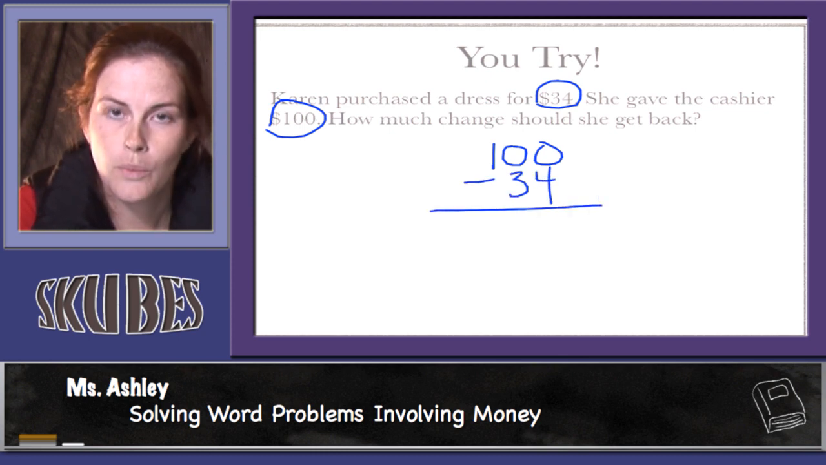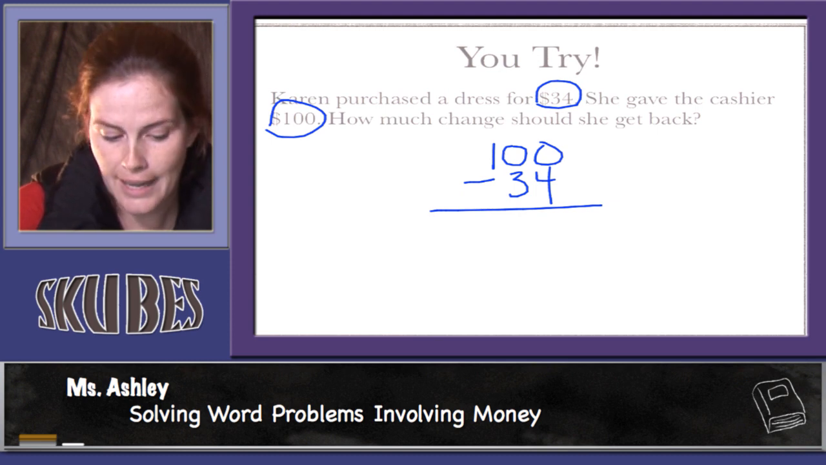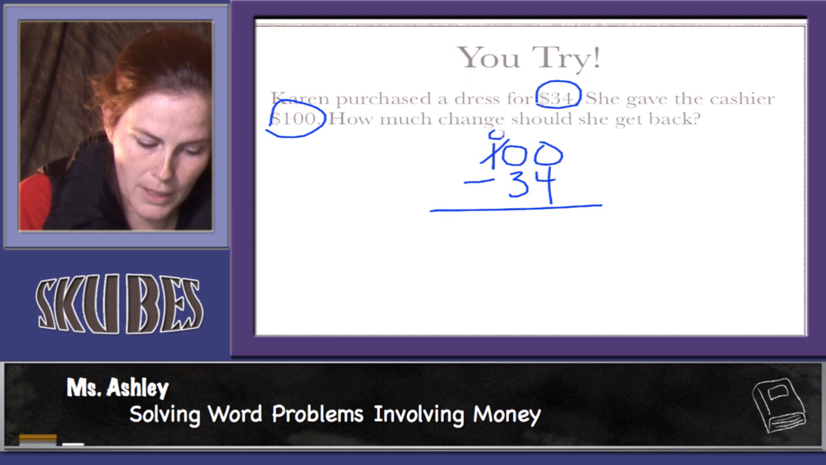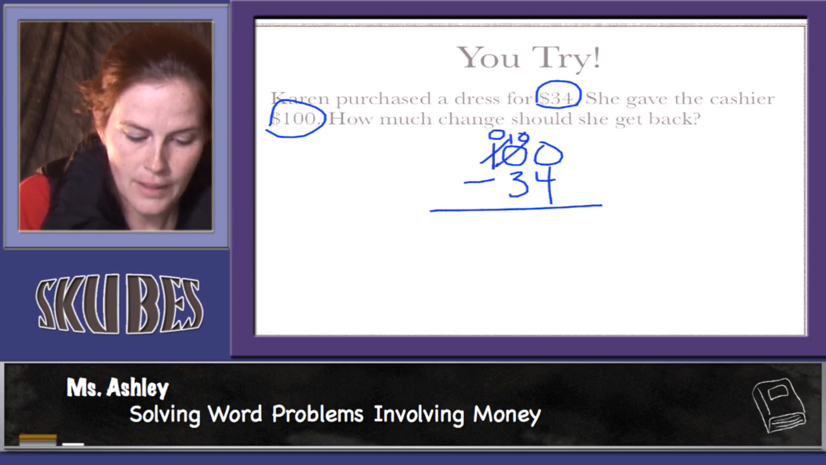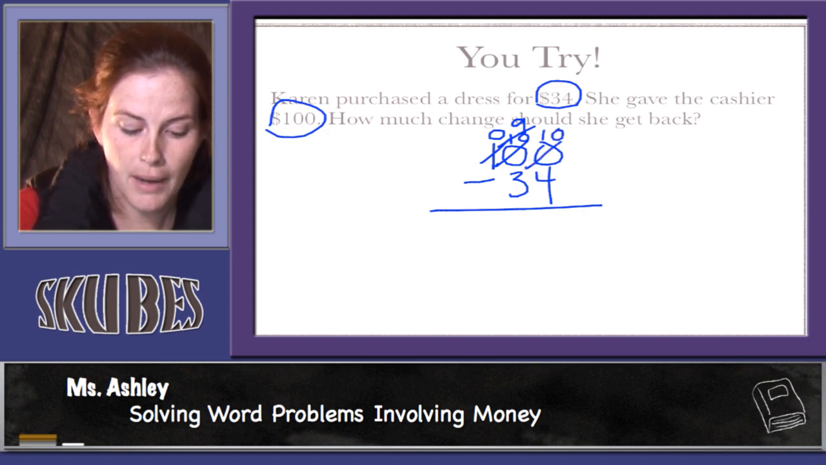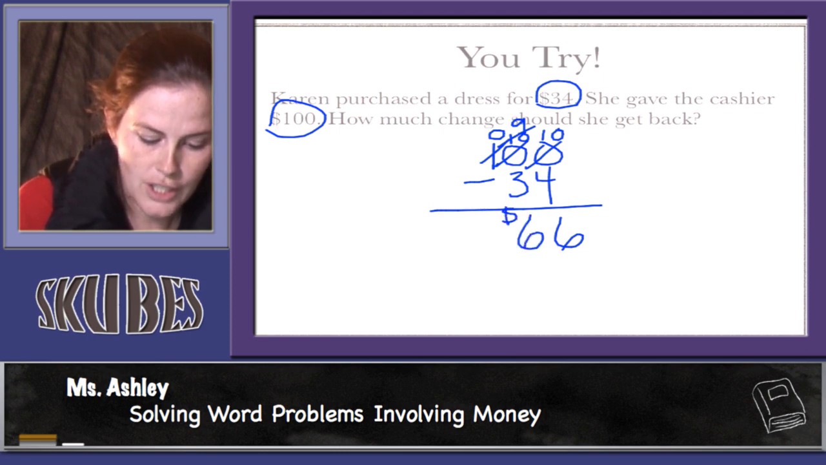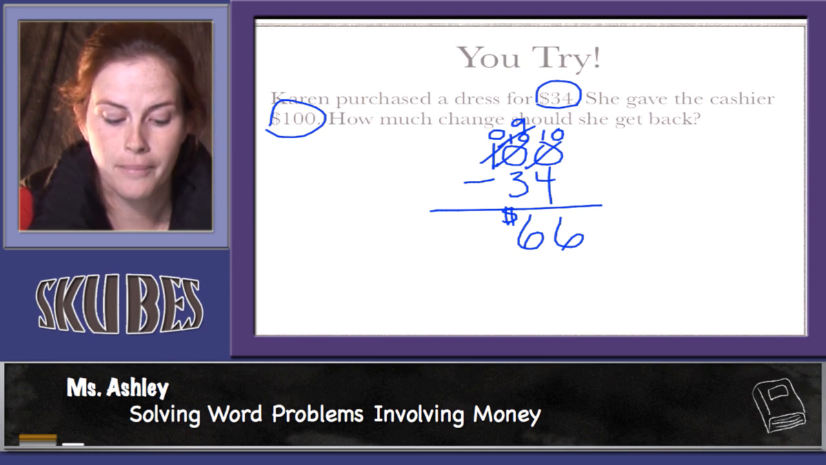Okay? To do 100 minus 34, we know we can't do 0 minus 4. So we'll have to come over and regroup. 1 becomes a 0. The 0 becomes a 10. Now we can borrow from it. The 10 becomes a 9, and this 0 becomes a 10. 10 minus 4 equals 6. 9 minus 3 equals 6. So she should get $66 back.